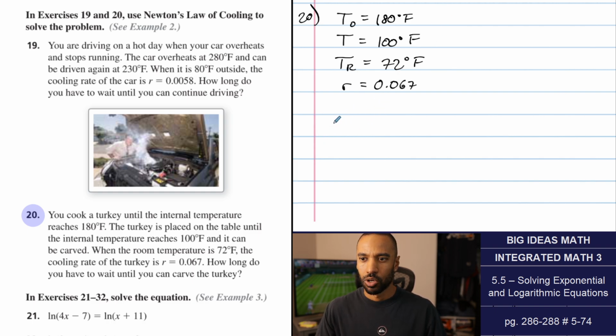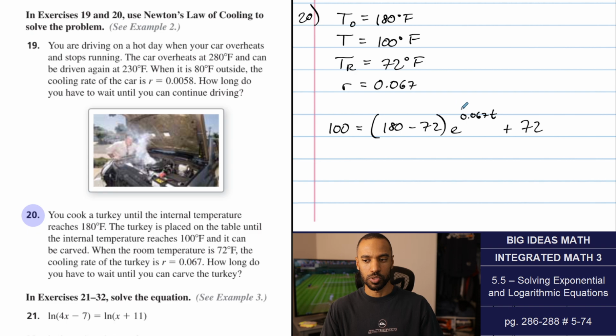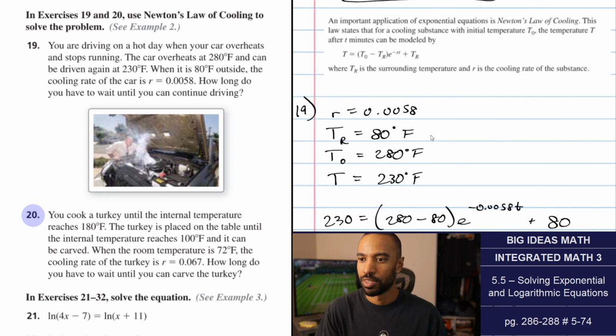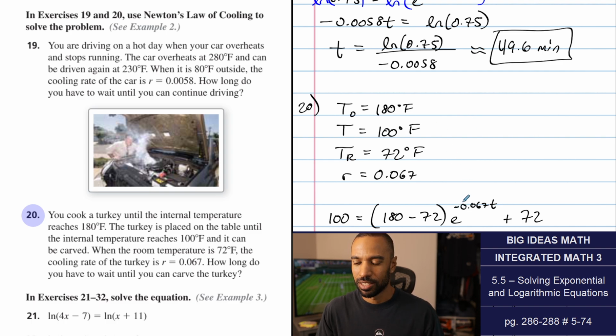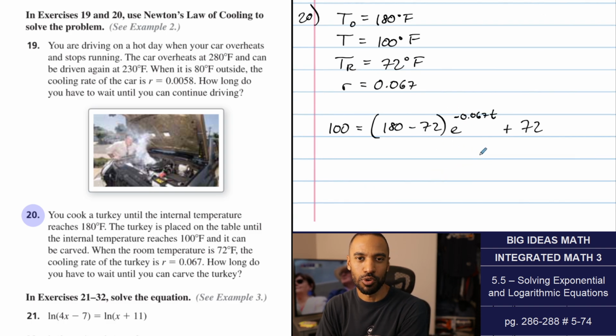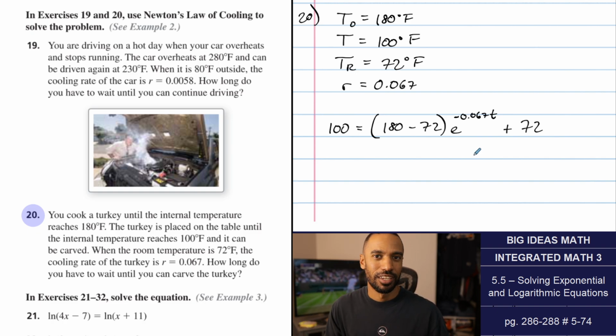So 100, I have to go back and check, equals 180 minus 72, the difference of those, times e to the, was it RT? 0.067 times t, plus T sub R. I know this one because I know we subtracted these and we subtracted those. I got to check the e to the RT part. Negative RT. Darn, I was so close. So negative RT. I would have caught that eventually when we'd be dividing a log of a negative by a positive, I'd say, oh, that must have to be negative. Okay, anyway, very, very close.